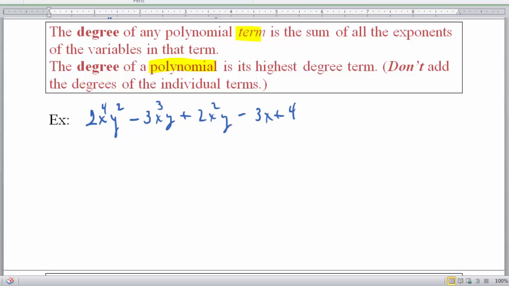All right. So the first thing is just figure out what all the degrees of each term are, right? That's the first thing there. The first thing up in this box says the degree of a polynomial term is just the sum of all the exponents of the variables in that term. So in this case, we have 2 variables we're dealing with. We have x and y. So what we've got to do is add up in each term the exponents of those variables.